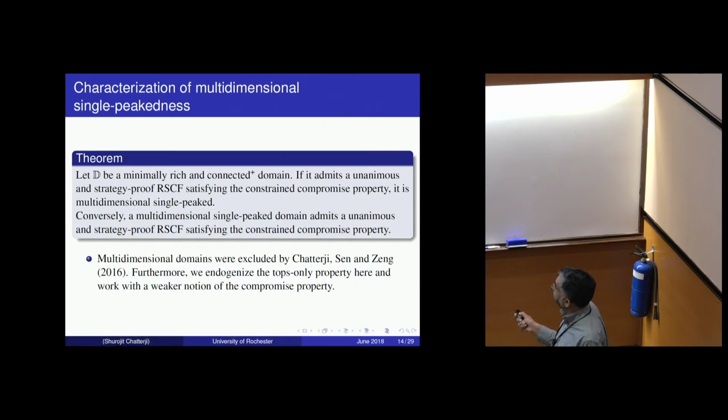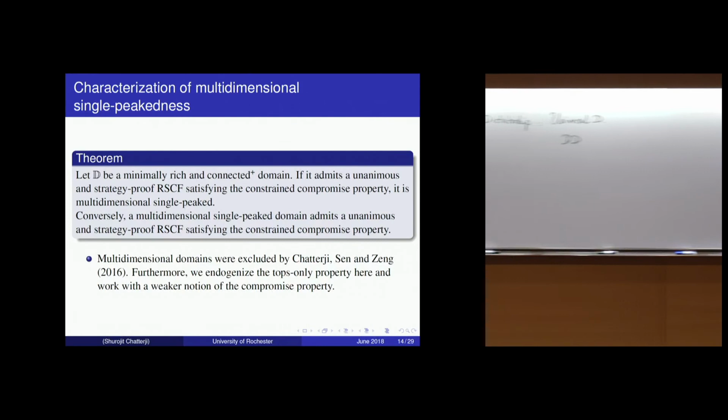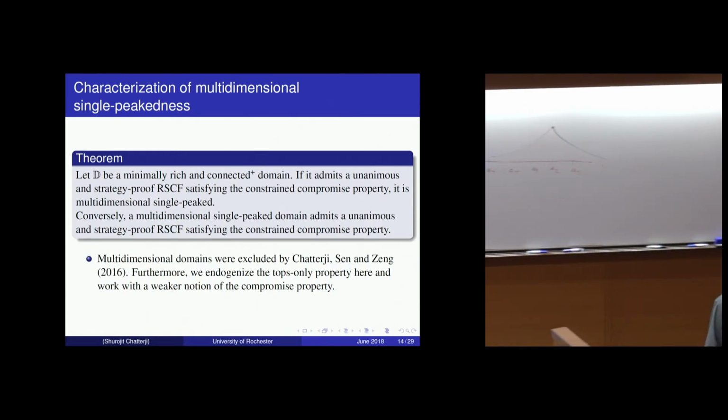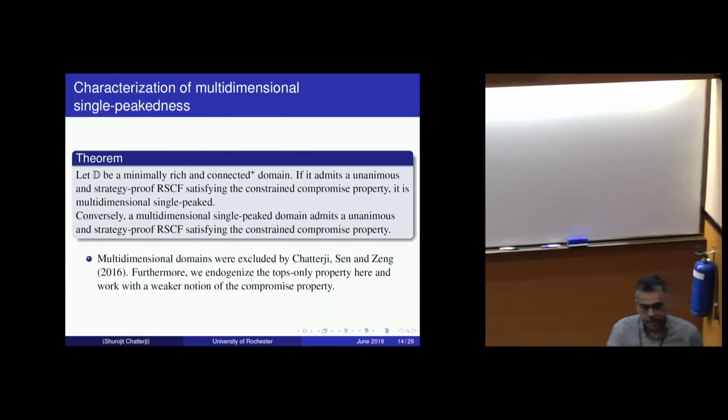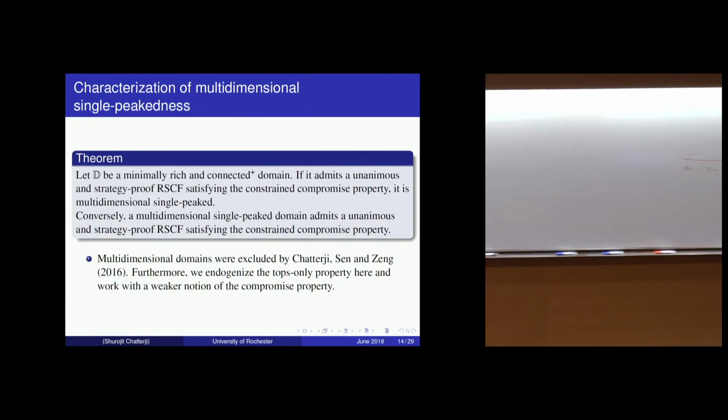This was earlier work with Arunava and Zheng, where we looked at domains which excluded multidimensional domains. Furthermore, we had another axiom on the social choice function called the tops only property, which plays a fundamental role in much of this literature. The tops only property says that the social lottery is determined by the peaks of the voters' preferences. It does not say that only the peaks get positive probability. Anything can get positive probability, but the social lottery is completely determined by the peaks.